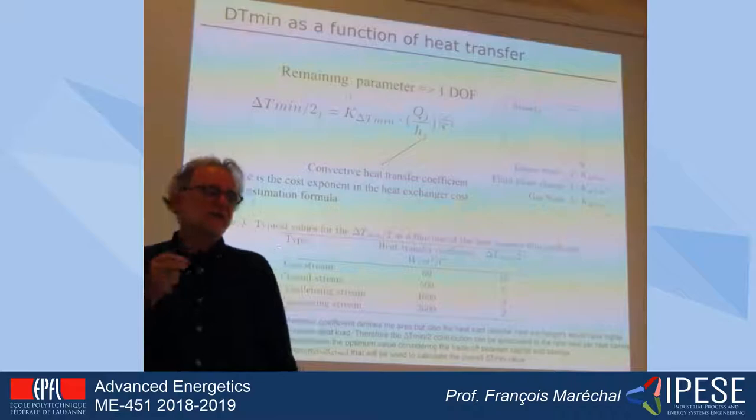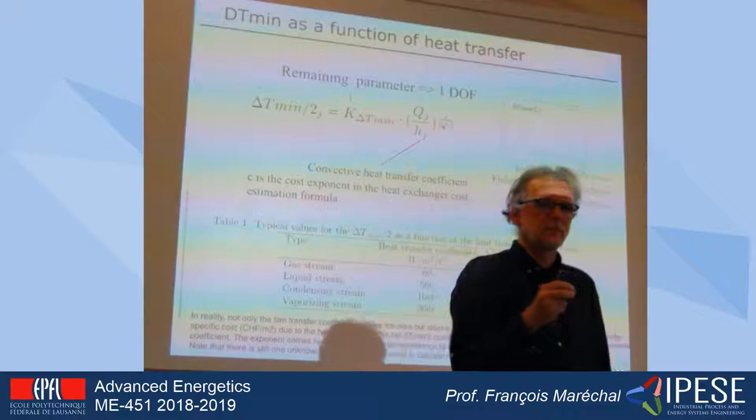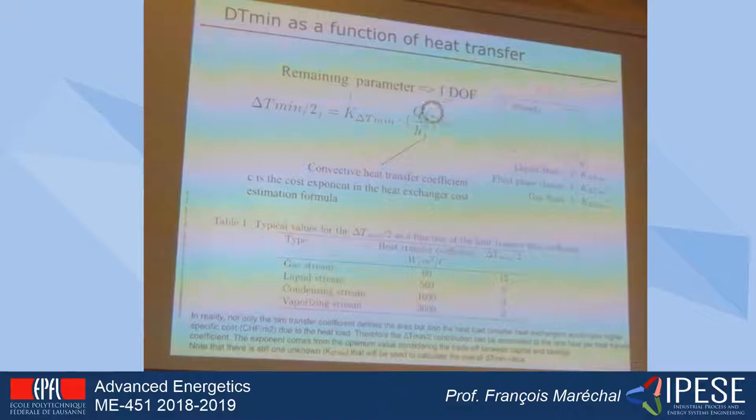Okay, this is based on the fact that I want to always stay on the optimum, and the derivative that I can see here, the exponent that I can see here, is in fact coming from the exponent that I have in the cost formula of the heat exchanger. But what does it mean? It means that if I know the delta T minimum for one of the streams, I can always calculate the delta T minimum for the other streams. And I give you here order of magnitude on what will be the variations of the delta T minimum if I'm changing the heat transfer coefficient for the same heat load.